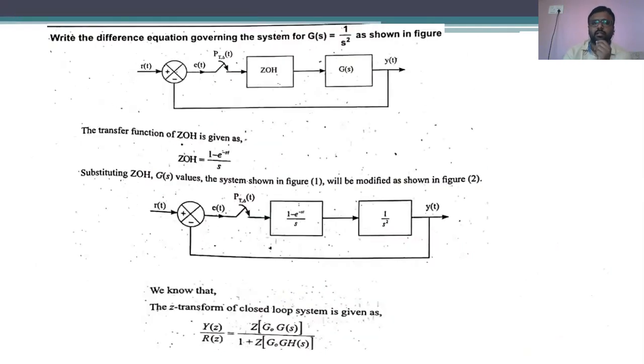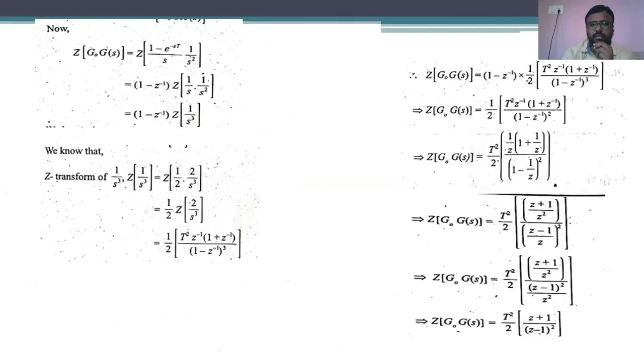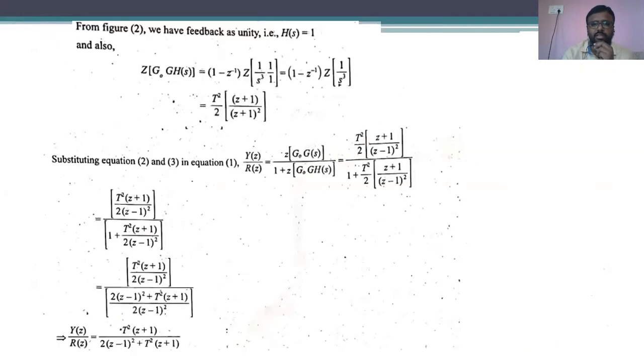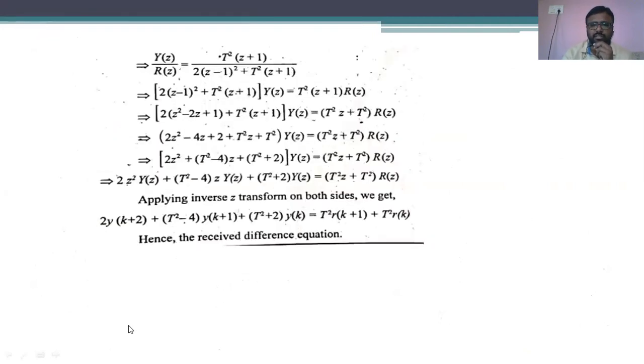In a similar manner, we have also derived one more problem, and here the G of S value is taken as 1 by S square. In this one also the same procedure has been adopted, and we have derived the expression for Y of Z divided by X of Z. After that we cross multiply this, and with the application of the inverse Z transform, we have extracted the difference equation for the particular closed loop system.